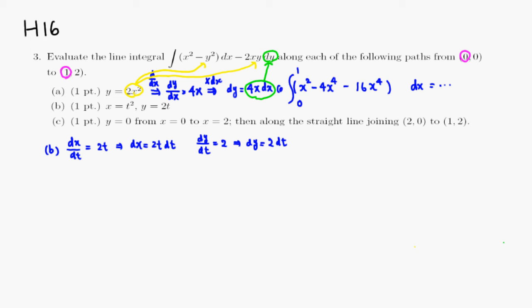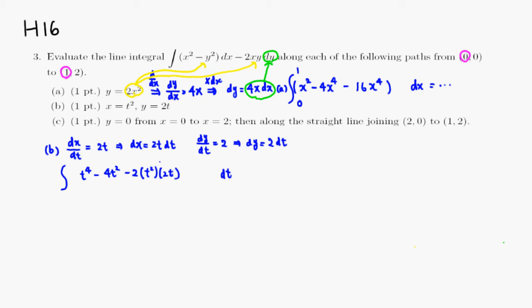That was part A. So the integral becomes x squared. x is t squared, so it's going to be t to the 4th power, minus y squared. y is 2t, so minus 4t squared, because it gets squared. And then I'm going to put the dt right at the end. Then you have a negative 2 times x, which is t squared, times y, which is 2t.